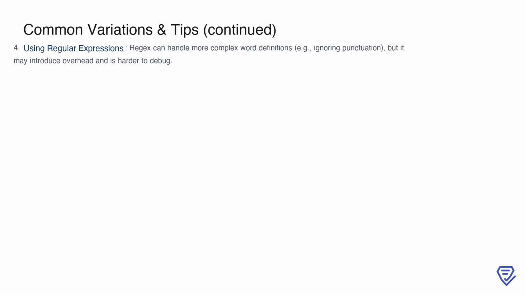Finally, another approach worth considering is using regular expressions. Regex can handle more complex definitions of words, such as ignoring specific punctuation or special characters. This can be particularly useful for variations of this problem where such nuances are required. However, it's important to note that regular expressions may introduce additional overhead, both in terms of computational performance and debugging complexity. While regex can be powerful, it's often harder to read and maintain compared to simpler logic. Therefore, you should carefully evaluate whether the trade-offs align with the problem requirements and constraints before opting for this method.